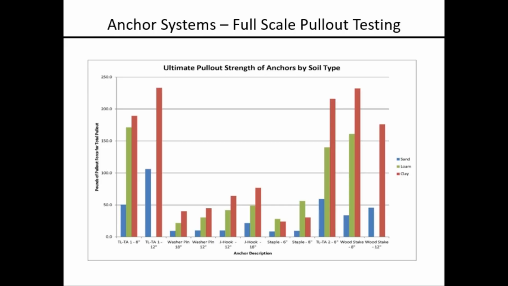And as shown in this graph, the pull-out performance of various anchor types can vary widely. Staples, pins with washers, and J-hook rebar typically provide the least pull-out resistance, while wood stakes and spiral screw anchors provide greatly enhanced pull-out resistance.